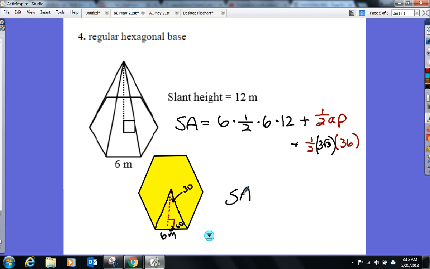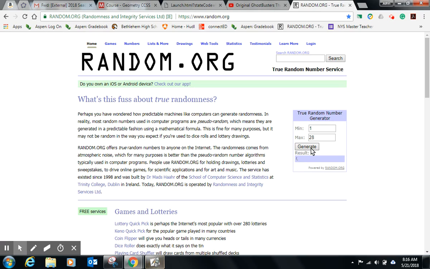Surface area. Add it all up. Directions are still to the nearest tenth. I know you're on a new page, but your surface area on this one when you're ready.